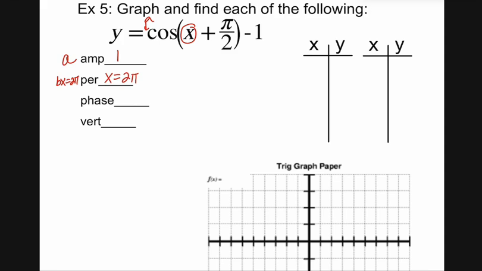The phase shift, we're going to set the parentheses equal to 0. So x plus pi over 2 equals 0 when x equals negative pi over 2. So that's negative pi over 2. Now, what does that tell us? That tells us that it is moving the entire graph to the left by pi over 2. That is also our starting value, which is going to be helpful in a little bit. Our vertical shift, or our midline, is at y equals negative 1.